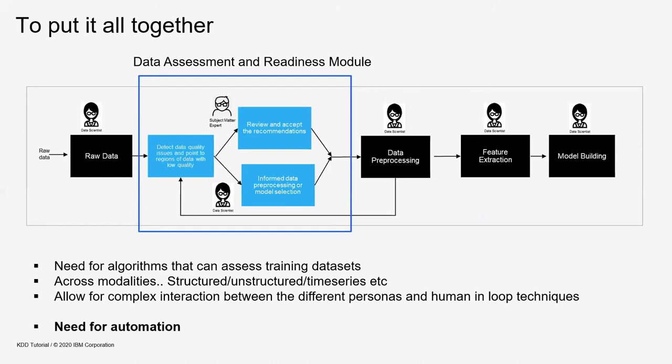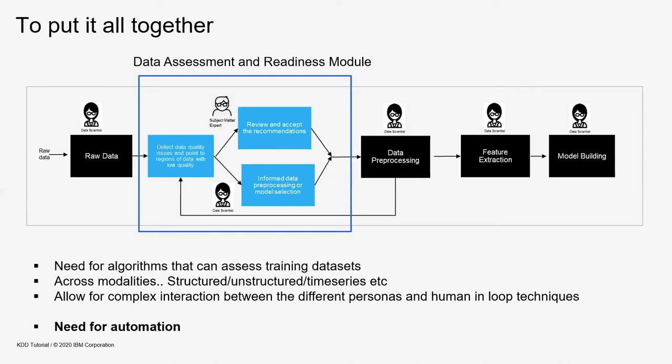we propose that there should be a data assessment and readiness module as step zero, as soon as you get the data, which will analyze the quality of data, and not just analyze the quality of data, but also tell a data scientist, by pointing to regions of data with low quality, that here are the problems. And if a data scientist knew this at step zero, then they could make informed data pre-processing or model selection choices.